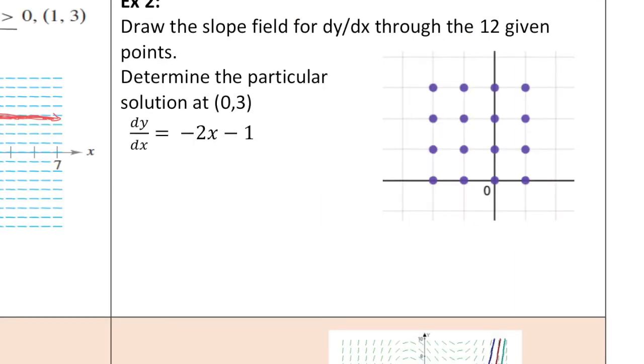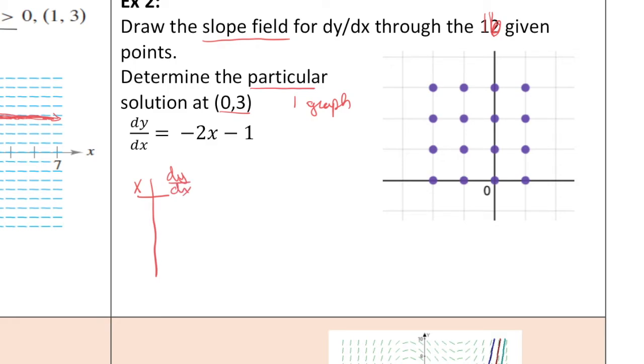For example 2, we're drawing the slope field through our 16 given points. And we're then going to draw the particular solution. So particular solution means the one graph or function that travels through (0, 3). We begin with our derivative, dy/dx is -2x minus 1. We might want to organize our data, choose some x values, and then determine the derivative through those x values.